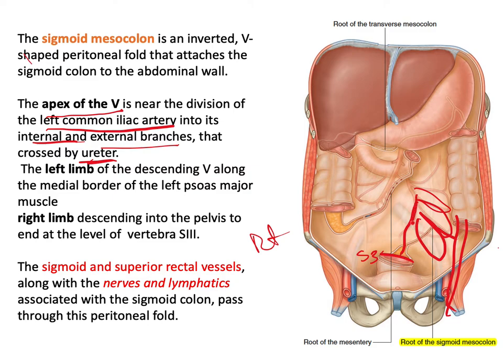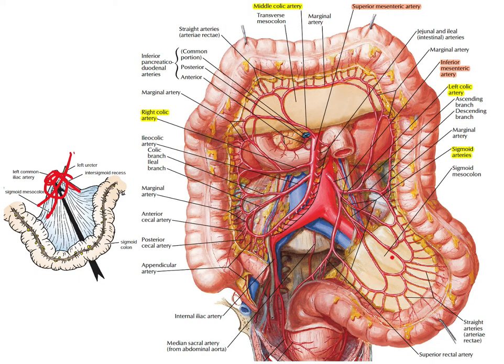Superior rectal vessels pass here in the left border, in the right limb here. Also you have nerves and lymphatics, as you know. Here is again the sigmoid mesocolon, it's like this shape, right, in which the apex is near the bifurcation of the common iliac and crossed by the ureter.